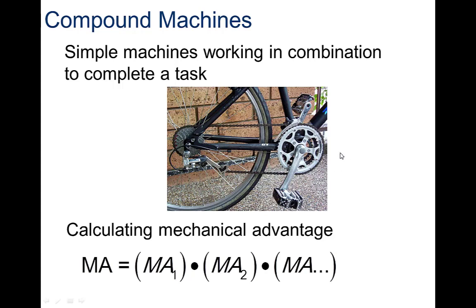All right, let's look at compound machines. When we want to get the mechanical advantage of a compound machine, we just multiply the mechanical advantages of the different machines that are involved in this task.